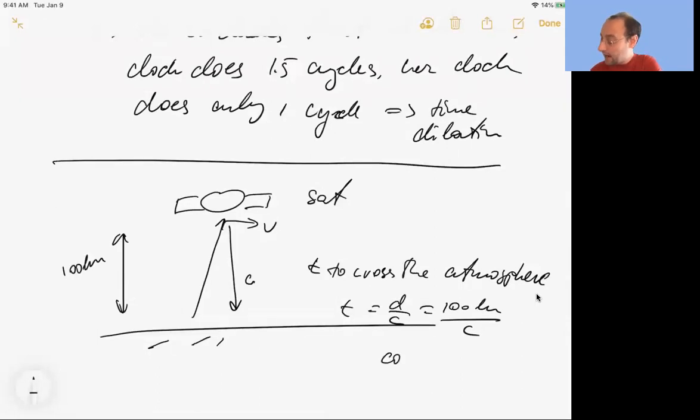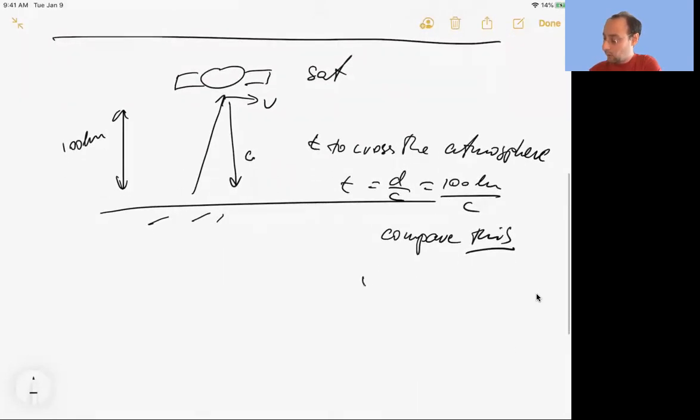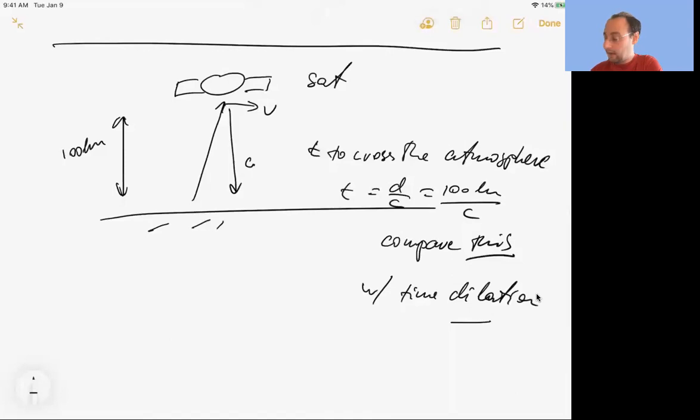And so we compare this with time dilation. It turns out that for GPS, this time scale and this time scale become comparable enough that if you don't include time dilation, your GPS will be really off. The time dilation really is included in a lot of technology.